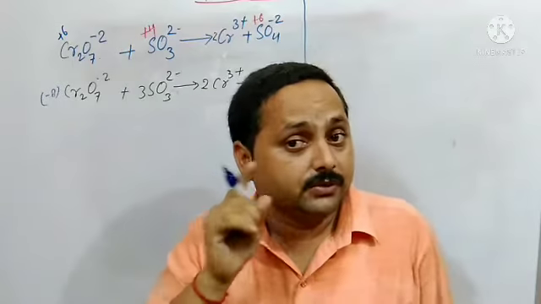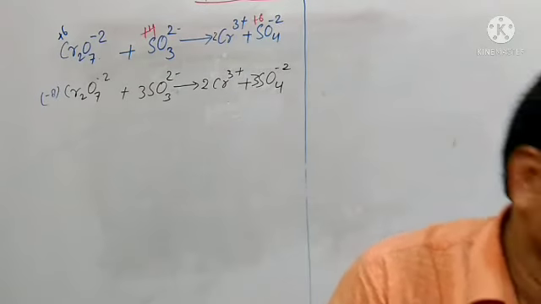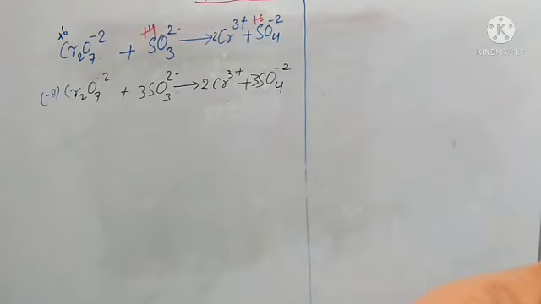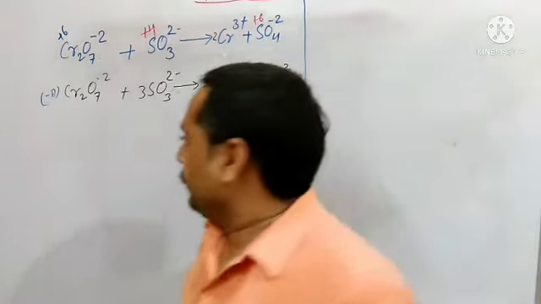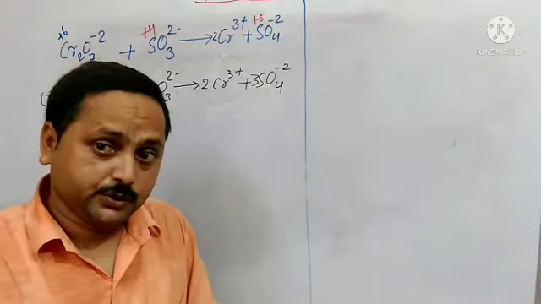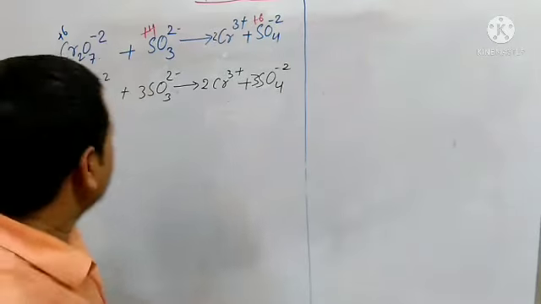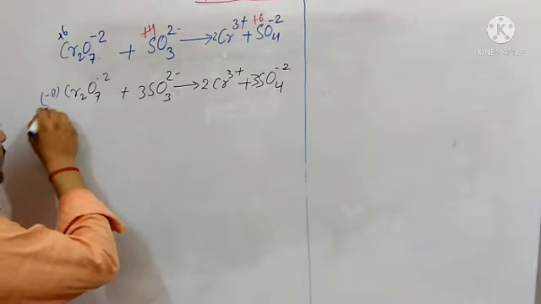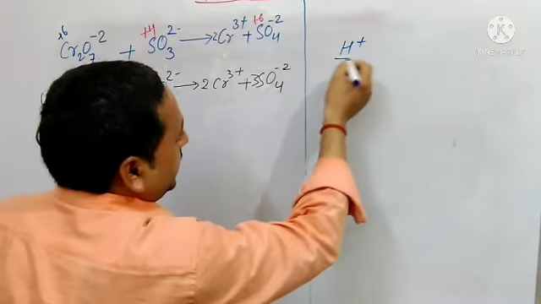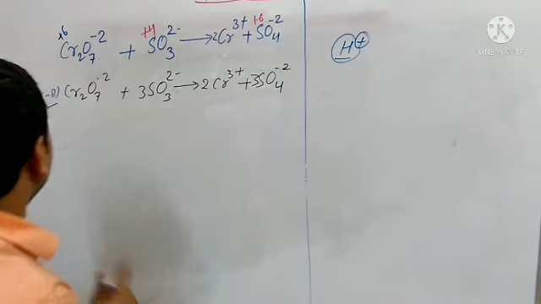So what I told, do you remember? Yes, you take your book and see the point number 4. There it is given, if it is in acidic medium, we will add H plus to balance the charges. So here minus 8 is there, and I told you H plus means one H has one positive charge.